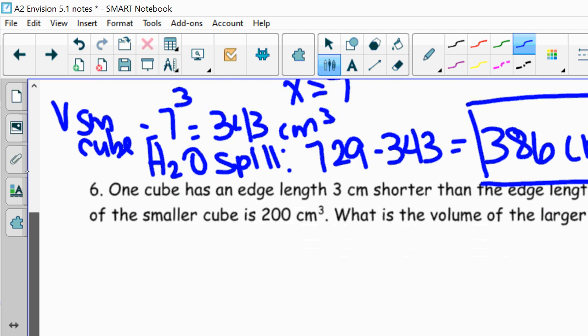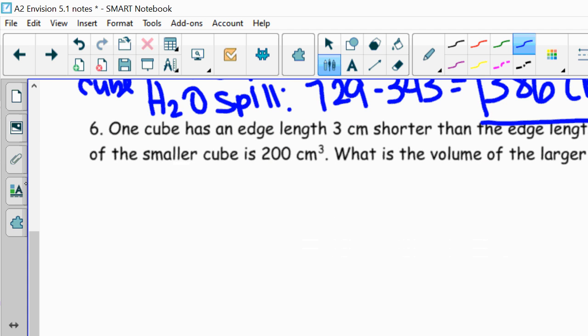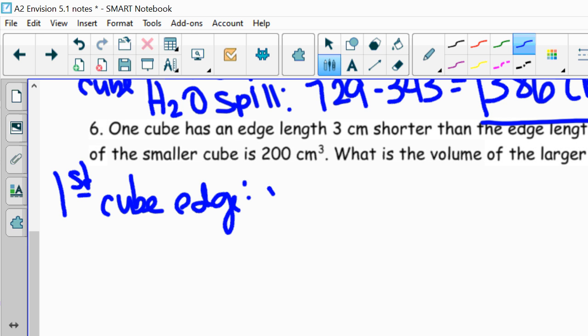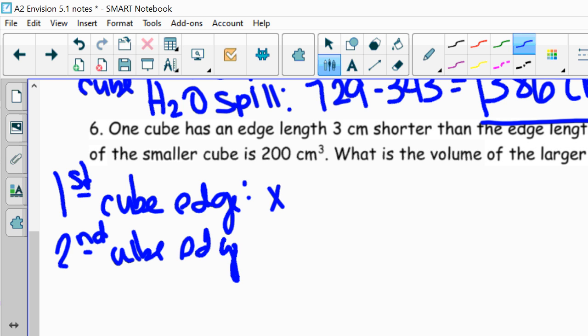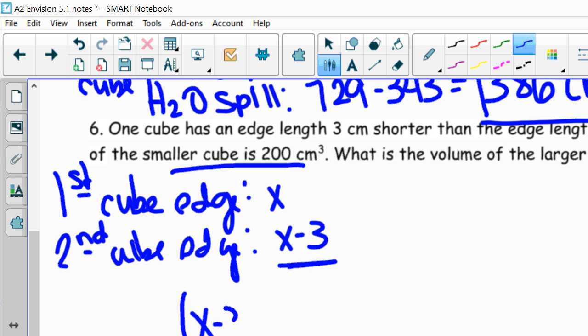Let's try another one of those. So the next one, a cube has an edge length 3 centimeters shorter than the edge length of the second cube. The volume of the smaller cube is 200 cubic centimeters. What is the volume of the larger cube? So let's just do, again, first cube edge, we'll call x. Second cube edge, it's 3 centimeters shorter, so that's going to be x minus 3. This time they gave me the volume of the smaller cube, so that's this one. So the volume, x minus 3 quantity cubed equals 200.